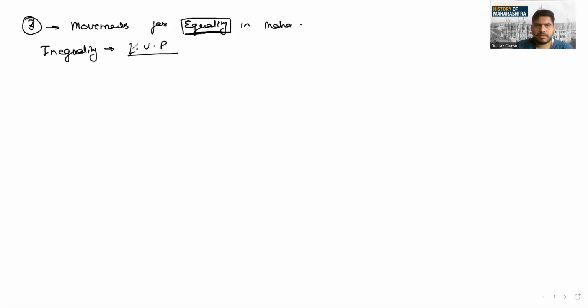Everyone has studied the later Vedic period in your school days, and also in your course as well. If you have studied ancient history, you might know that the later Vedic period was a period where the seeds of inequality were sown in the minds of the people, and due to that, the proportion of inequality increased day by day.